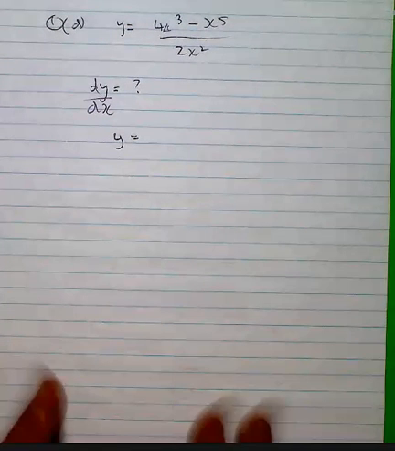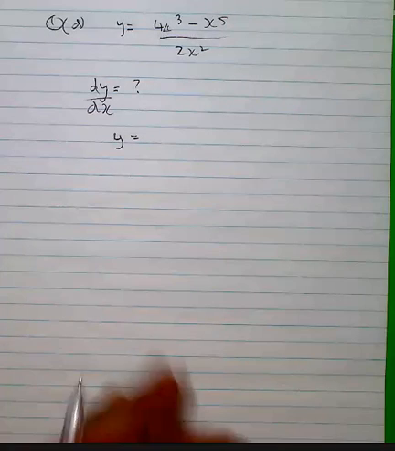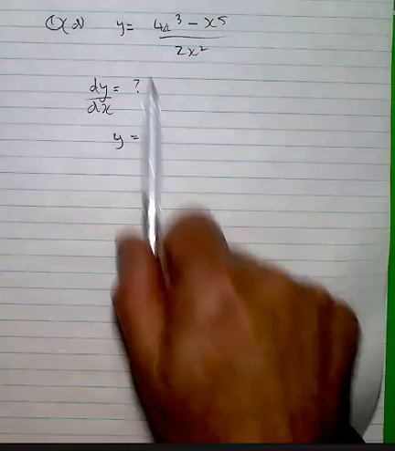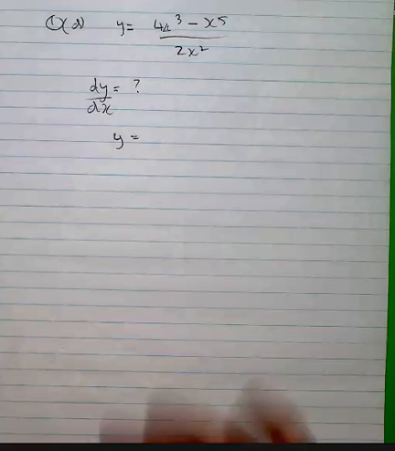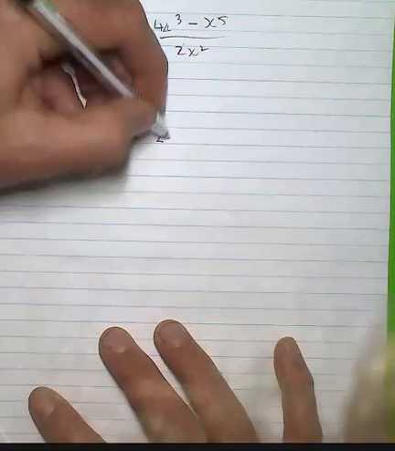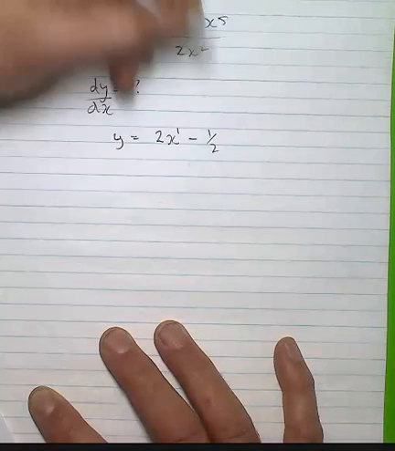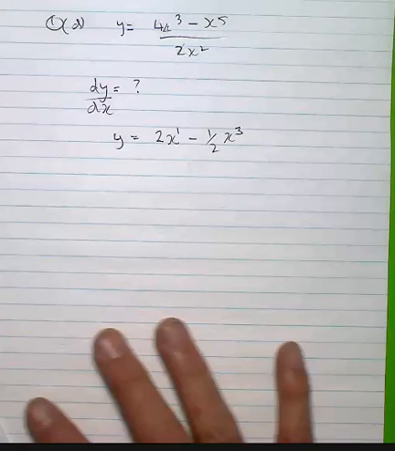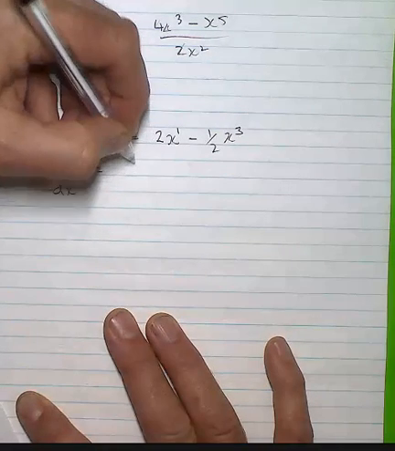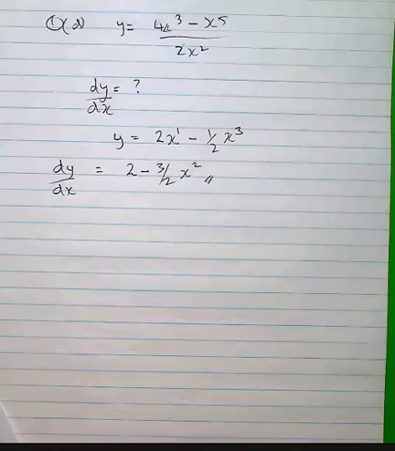Before I start 1D, I've got to simplify it. I can only work a derivative when I've got a function with just single units of individual indices. So when I do that, 2 goes into 4 twice, and that will be x to the power of 1. Take a half lots of x to the power of 3. Only then can I find the derivative or differentiate. It becomes 2 minus 3 over 2 x squared is my answer.